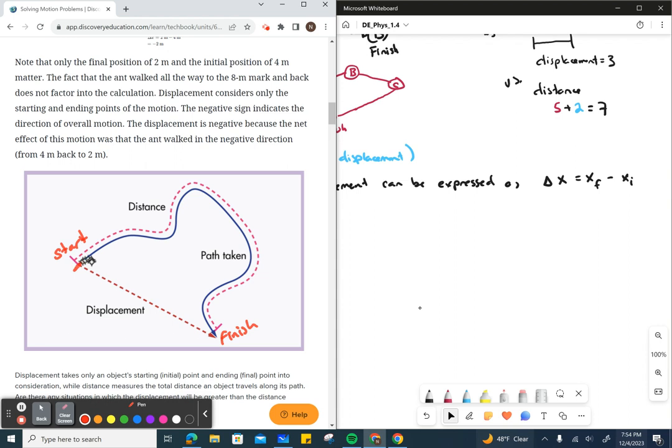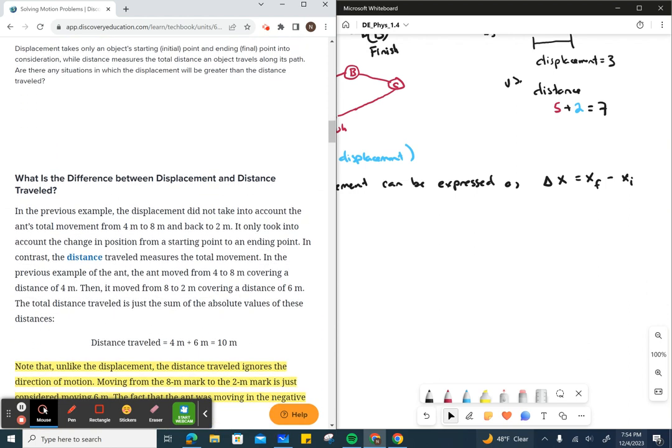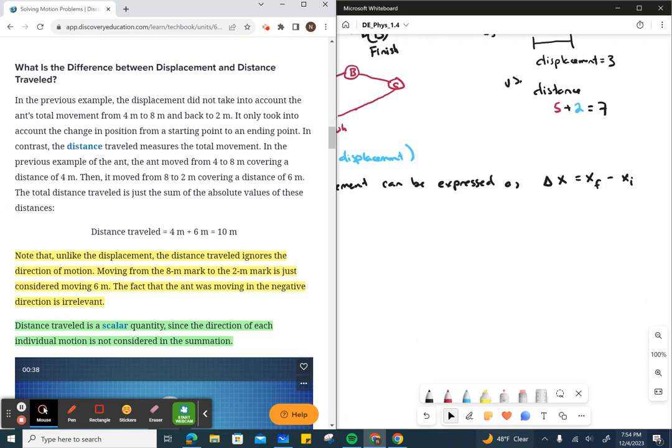It's from here to here. That's your displacement right there. Okay. All right. What is the difference between displacement and distance? Well, we just explained that, right?